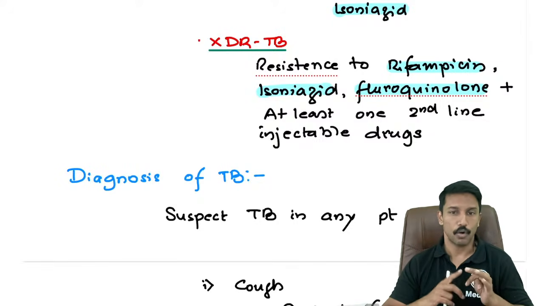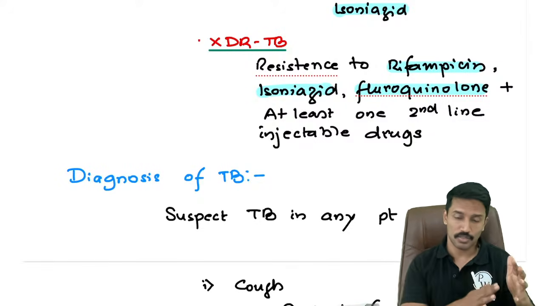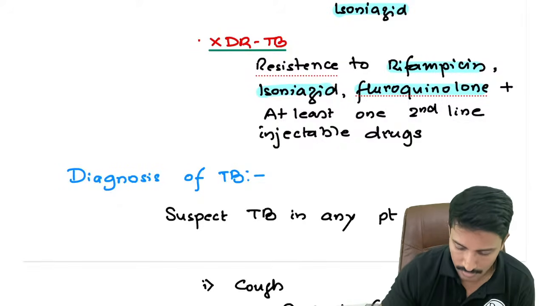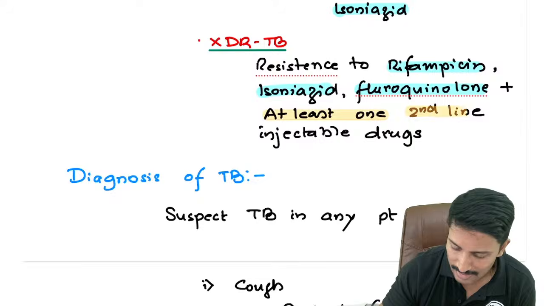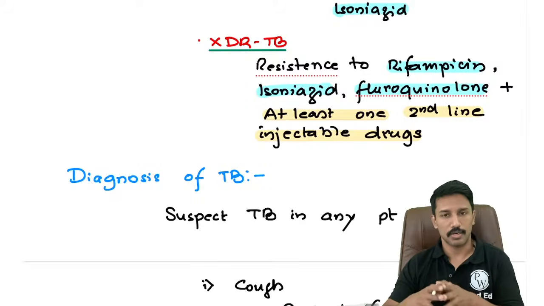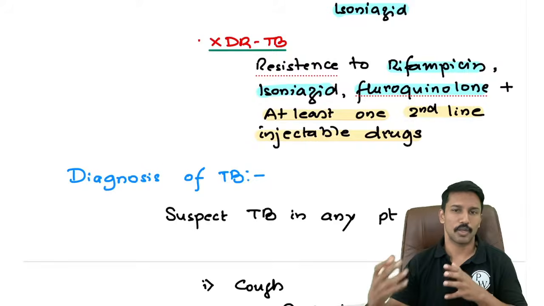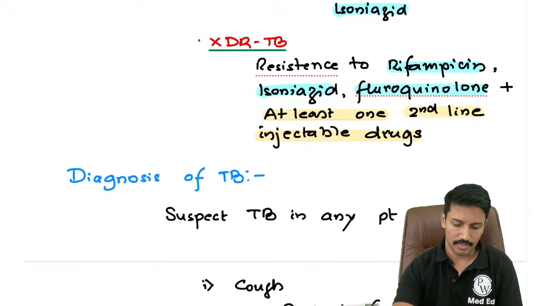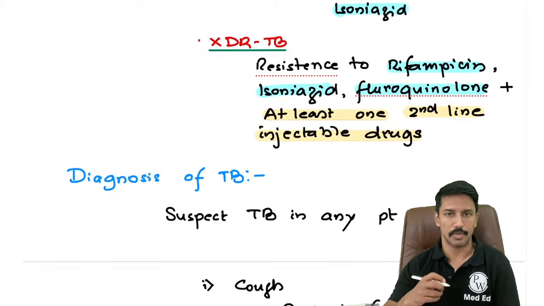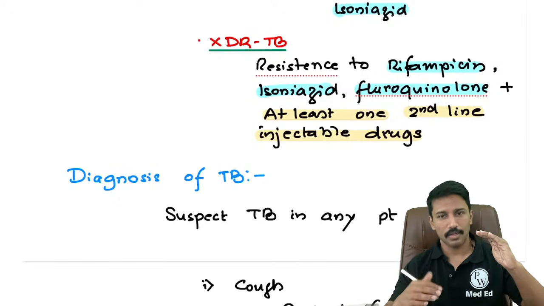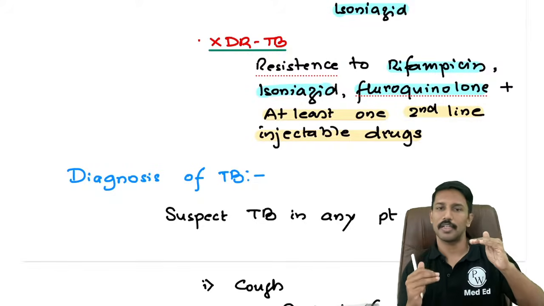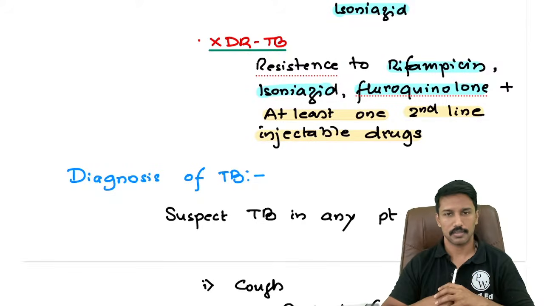Levofloxacin, right? Moxifloxacin, which have higher concentrations in the respiratory system, resistance to them, right? And at least one of the second line injectable drugs. Second line injectable drugs are mainly from the aminoglycoside group. So if one of the injectable second line agents is also resistant, then we will call it extensively drug resistant TB. That means MDR plus fluoroquinolone plus one of the injectable second line agents. Then it is extensively drug resistant TB.